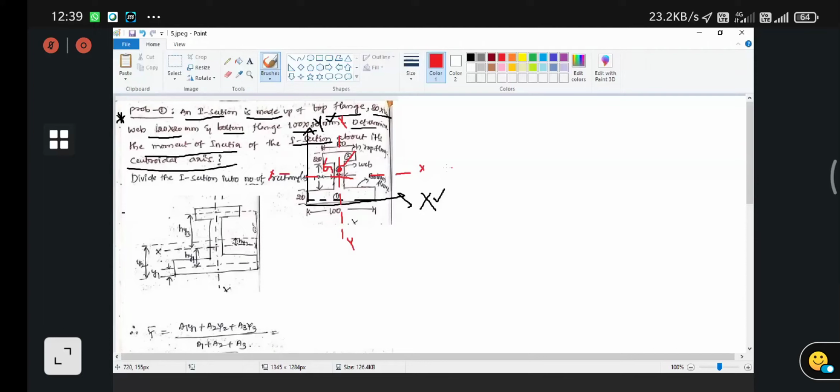I want to find out the moment of inertia about this x axis, so how many sections are there first of all? So we need to divide the I section into the number of given sections.